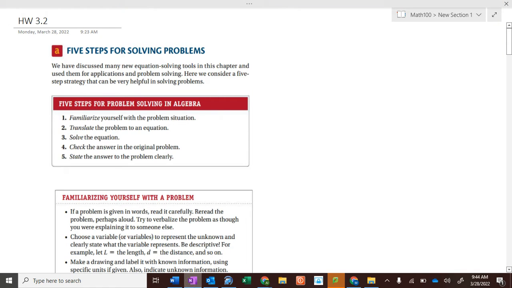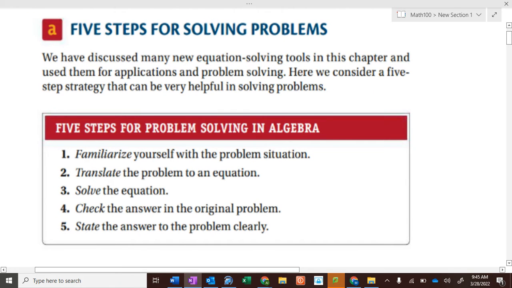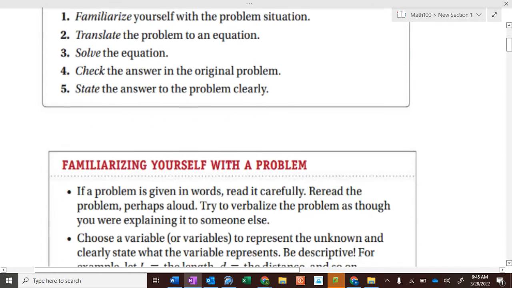Okay. Today, the 5-step problem solving plan. All right. So we've talked about different solving techniques, and now we're going to solve multi-step problems using the 5-step problem solving plan. So the first thing is the most important one. Familiarize yourself with the problem situation. Then you're going to translate it into some sort of an equation, solve that equation, check the answer within the original problem, and then state the answer. The biggest one is familiarizing yourself and then figuring out how to put it into an equation.